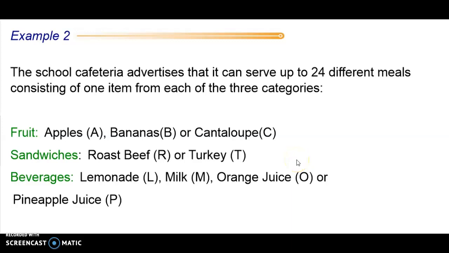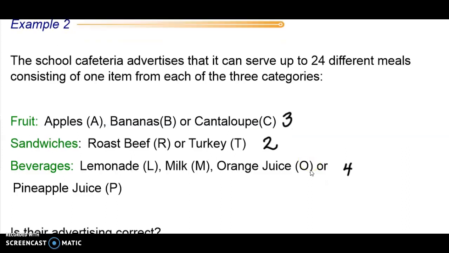Example 2, section 2.1. A school cafeteria advertised that it can serve up to 24 different meals consisting of one item from each of the three categories. So there are 1, 2, 3 choices for fruit. There are 2 choices for sandwiches, roast beef and turkey, and there are 1, 2, 3, 4 choices of beverage: lemonade, milk, orange juice, and pineapple.